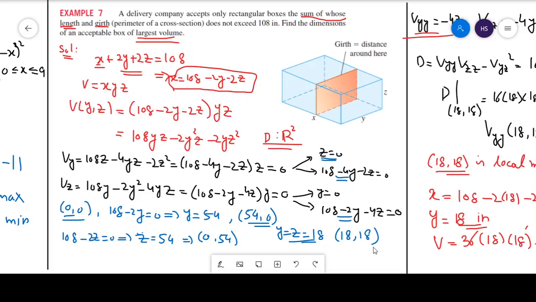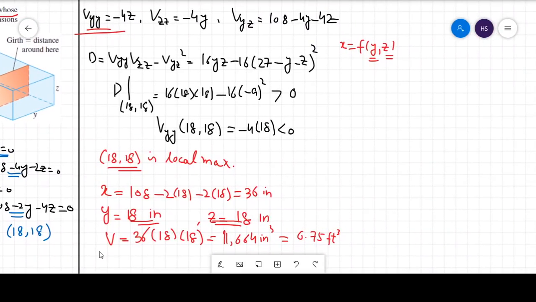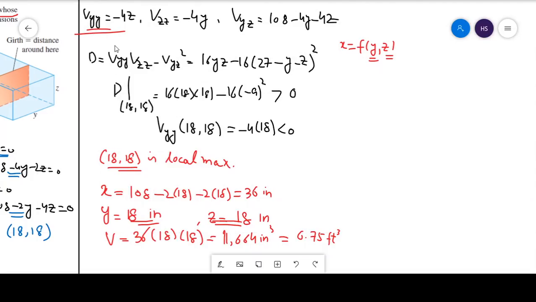So now we need to check whether it is a local max or local min, because we need to maximize it, right? So in order to maximize it, we need to make sure it is a local maximum. It has to be a local maximum, right? So in order to do that, we apply the easiest possible option, that is our second order derivative test.